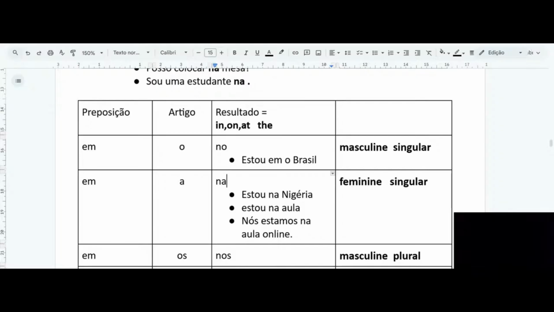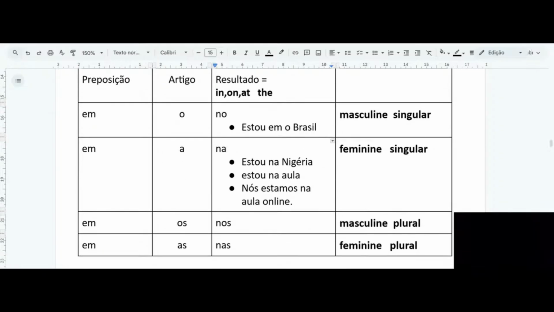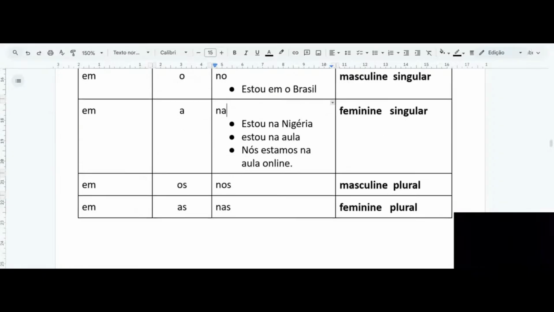So these are some of the new. So the new are for masculine singular. The nos are for masculine plural. Let me check an example.